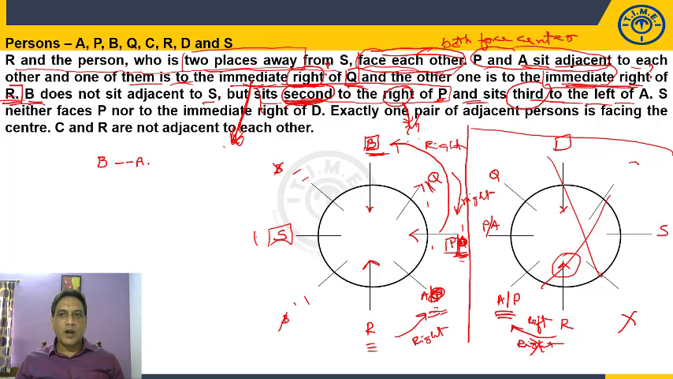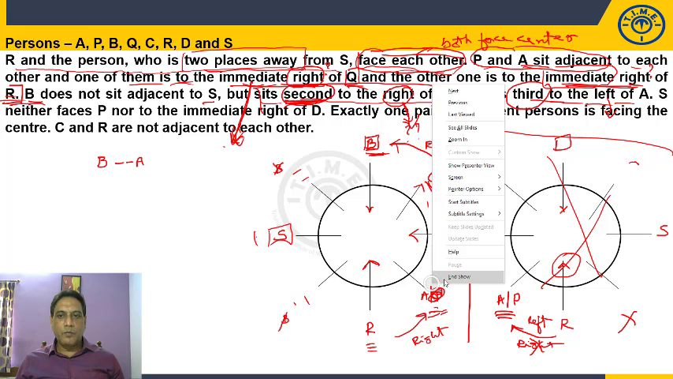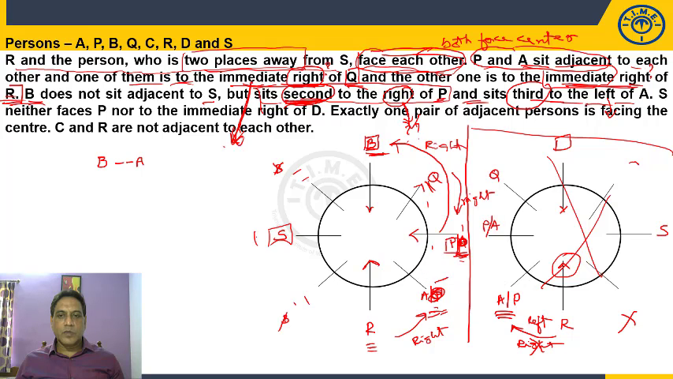But we have to ensure that B should be left of A. So this should be from A to B. From A to B, this should be the left of A. There should be two persons between A and B, but B should be to the left of A. So this direction should be the left. The anti-clockwise direction should be the left. So when will the anti-clockwise direction be the left? When the person is facing away from the center.